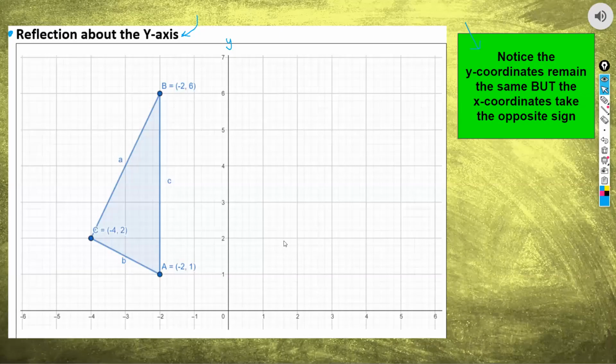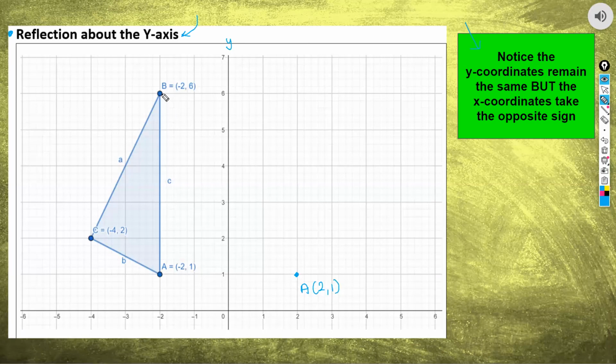And of course, we have to match it up to the green note. So if we are reflecting this in the y-axis, it is 1, 2 from the mirror. How much will it be on the other side? 1, 2. So it's going to end up here. This is how much? 2, 1. 2 on the x, 1 on the y. Look at it. The x coordinate became the opposite, but the y coordinate remained the same.